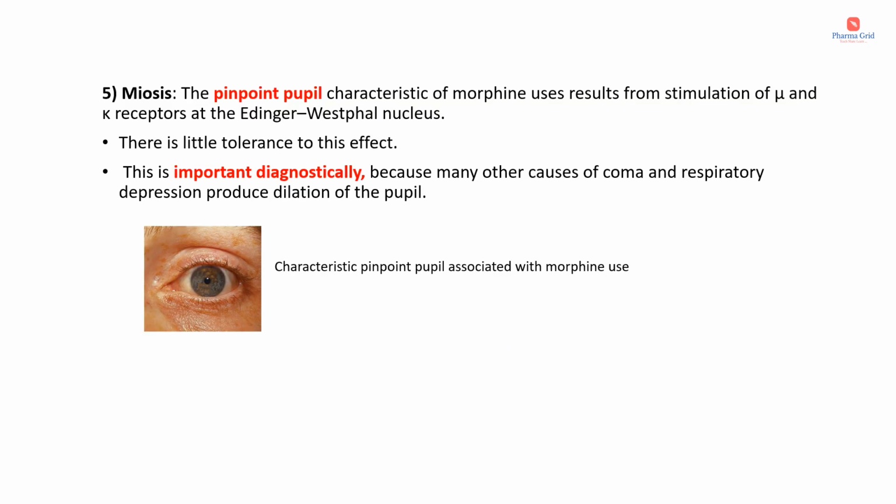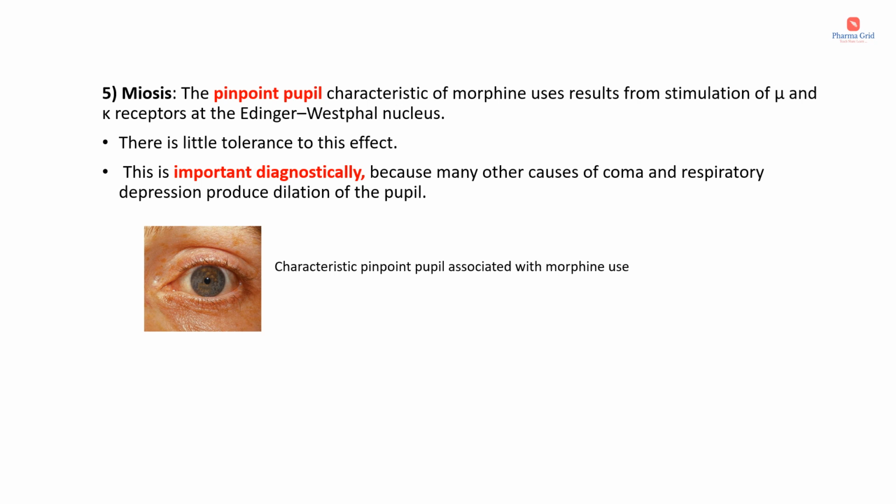So the next one is miosis. The pinpoint pupil characteristic of morphine users results from stimulation of mu and kappa receptors at the Edinger-Westphal nucleus. There is little tolerance to this effect. This is important diagnostically because many other causes of coma and respiratory depression produce dilatation of the pupil.